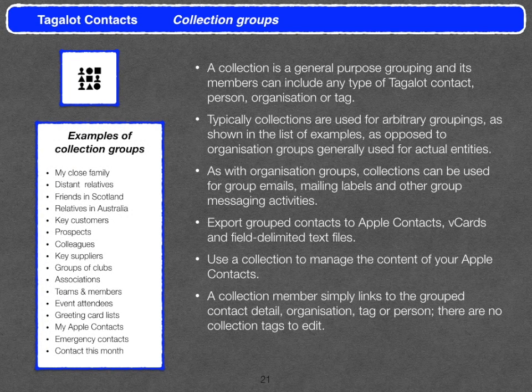So just running through a few examples. We have my close family, distant relatives, friends in Scotland, relatives in Australia, key customers, prospects, colleagues, key suppliers, groups of clubs, associations, teams and members, event attendees, greeting card lists, my Apple contacts, emergency contacts, contact this month, or whatever purpose you may have.